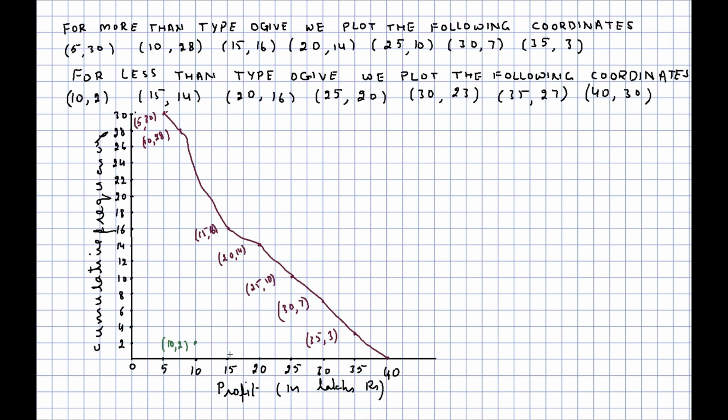Now take the points 10 and 2. It will come here. 15 and 14. And this point is 20 and 16. This point is 25 and 20. This is 30 and 23. This is 35 and 27. And this is 40 and 30. Join this with freehand. And they both will intersect at a point.